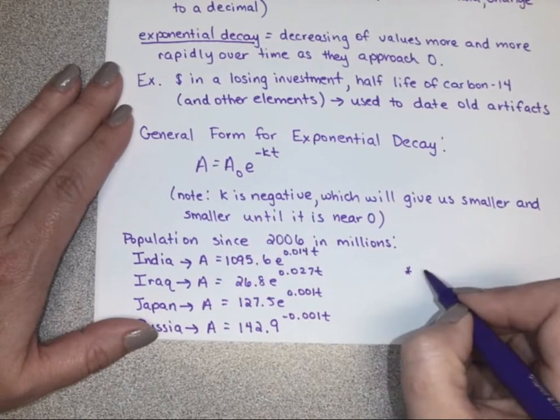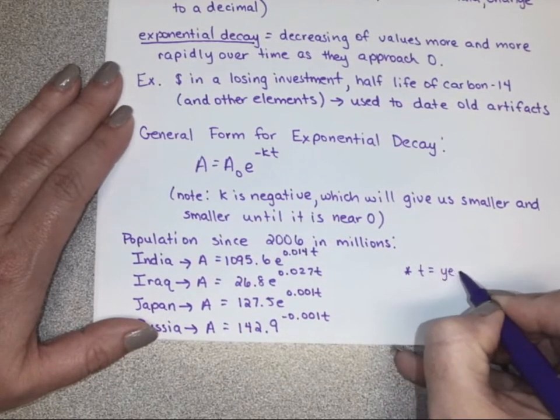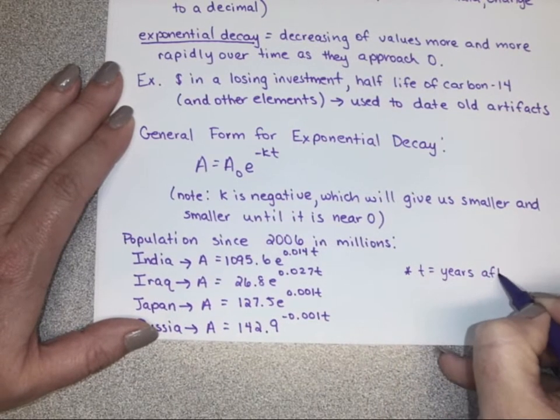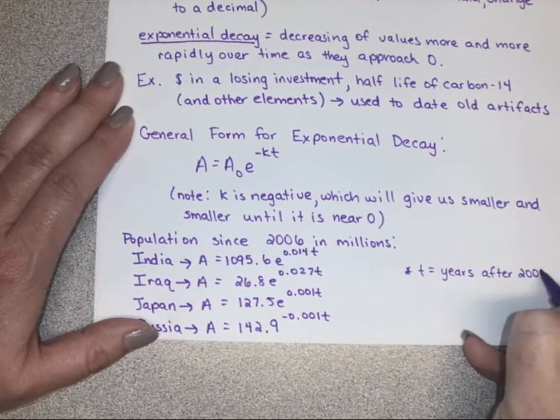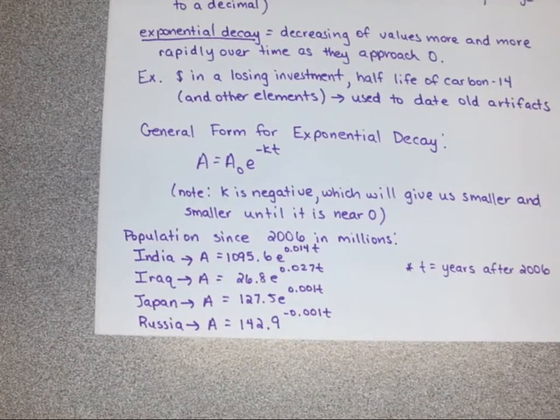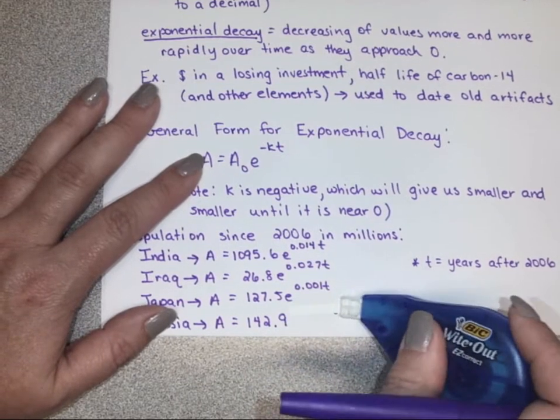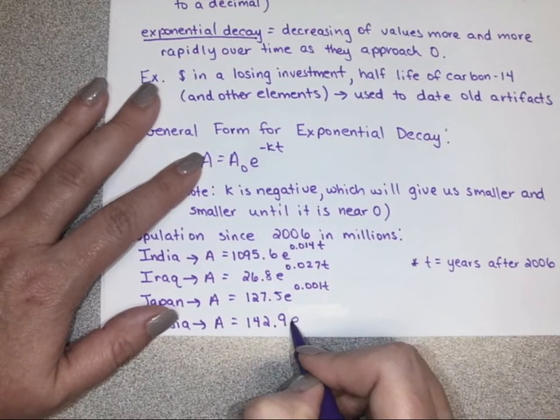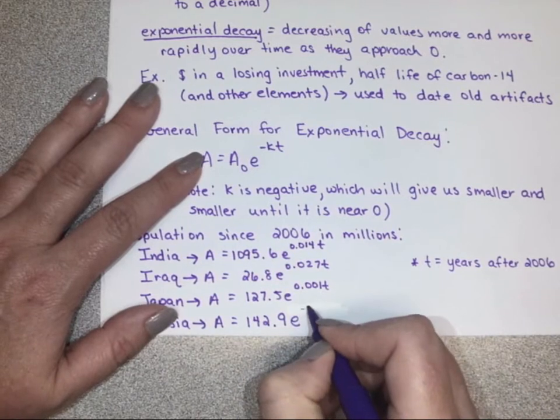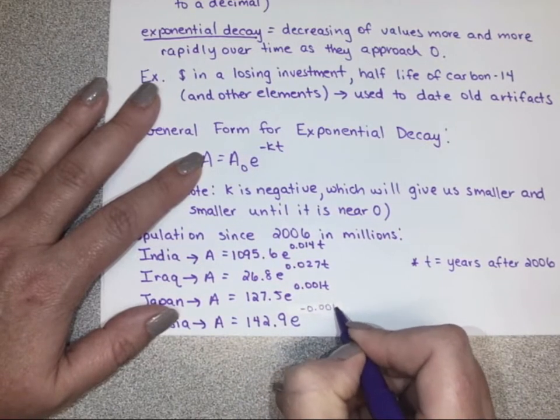And for all of these, we're going to say that T is the number of years after 2006. So in other words, in 2006, we're going to call that ground 0, time equals 0. And then if it's 2007, we'll use time equals 1. If it's 2008, we'll use time equals 2, and so on and so forth. Does Russia not have the e? Oh, it does. Yeah, thank you. They all should have the same format, so that was a good question. So yeah, it definitely should have the e. So it's negative 0.001 t.